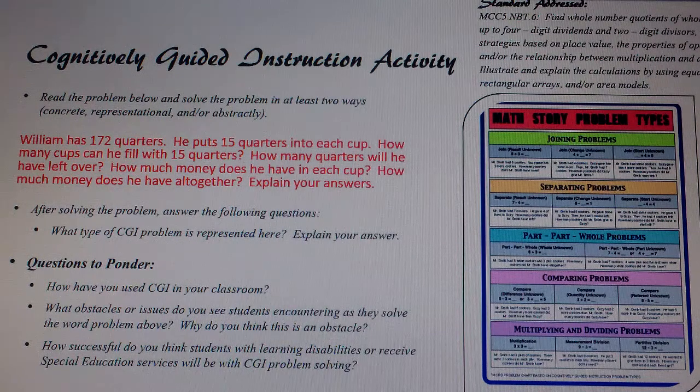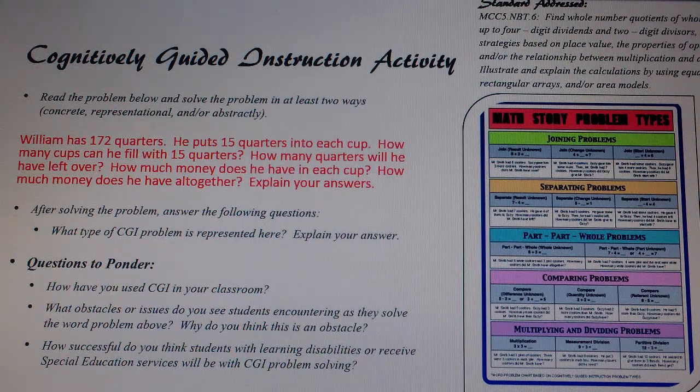So at this time, I would like for you to take time to solve the problem and post your answers in the discussion of this presentation. Once you have done the problem for yourself, take time to answer the questions at the bottom of the screen.